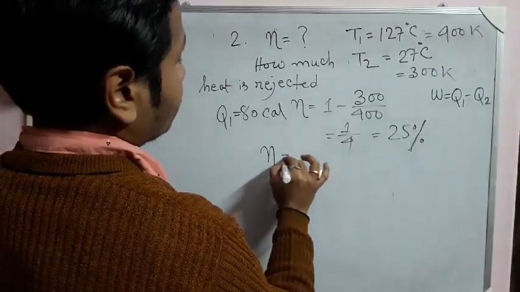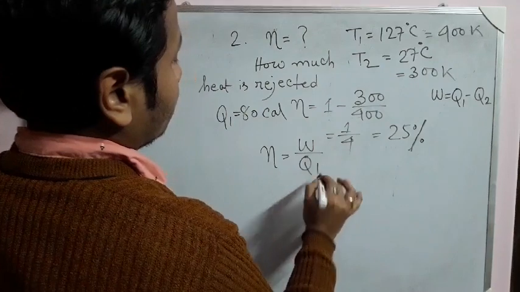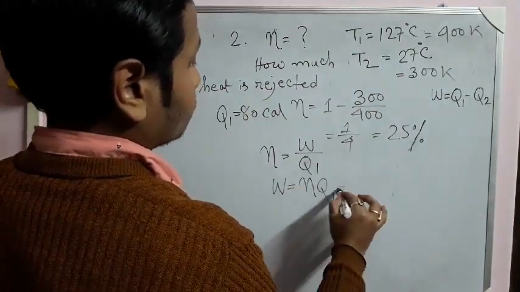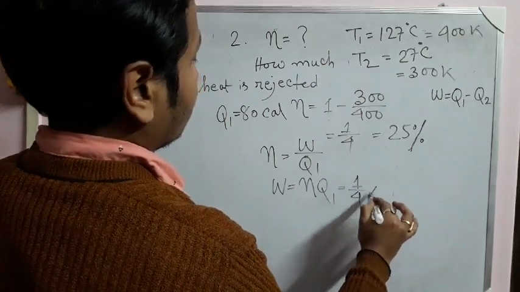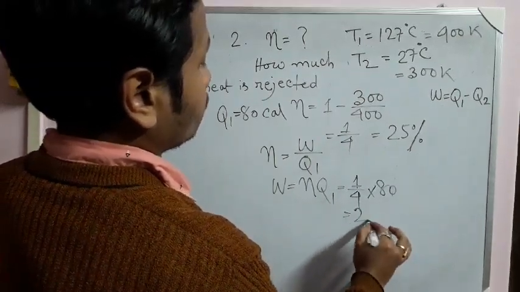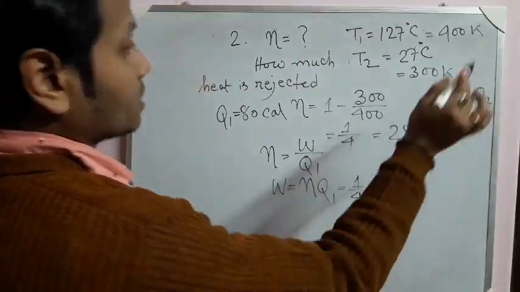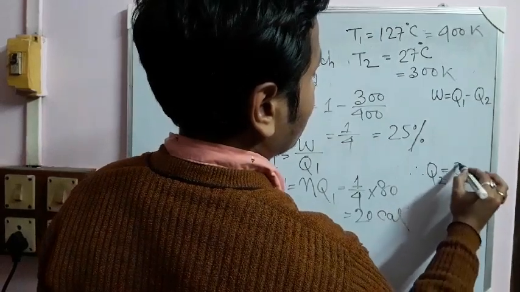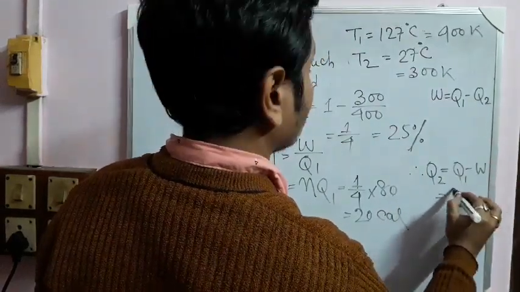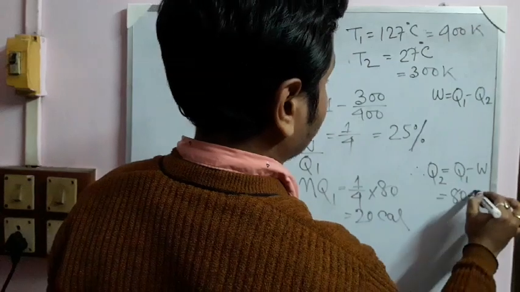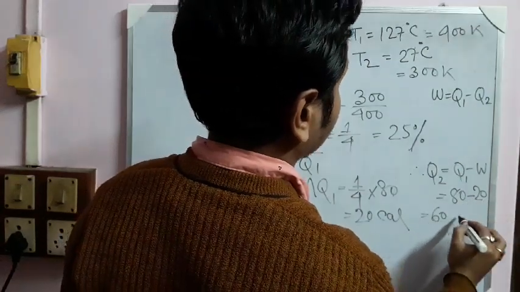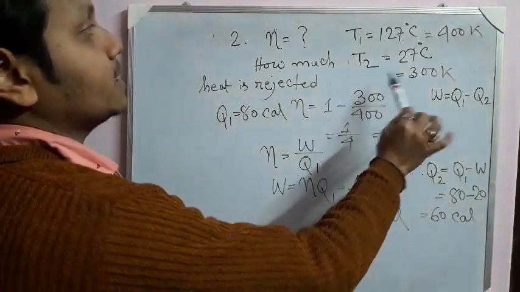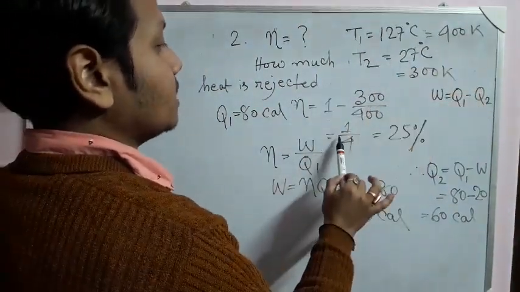So eta will be W upon Q1. So W will be eta Q1. What will be eta? 1 by 4, and your Q1 is given 80, so W is 20 calorie. So how much heat will be rejected from this formula? Q2 will be Q1 minus W. You know Q1 is 80 and you get W 20. So 60 calorie heat will be rejected. So there are two parts. T1 and T2 are given, so you can easily find out the efficiency.